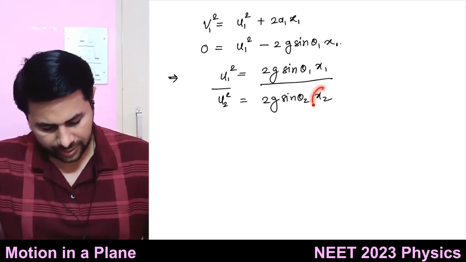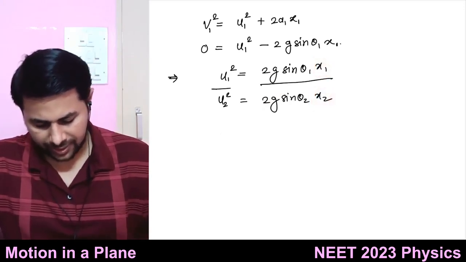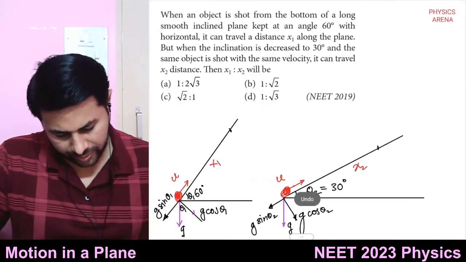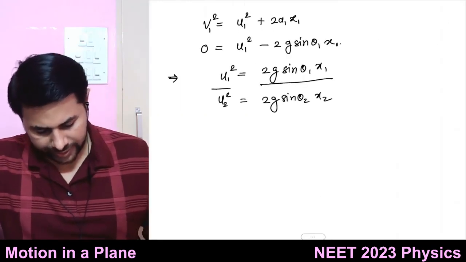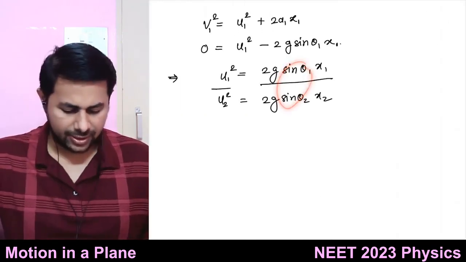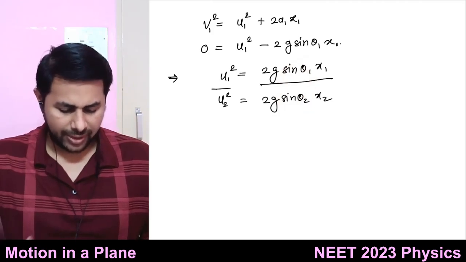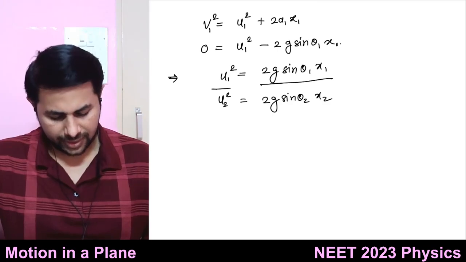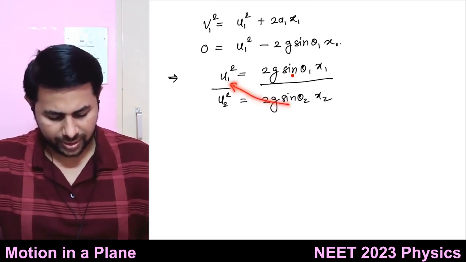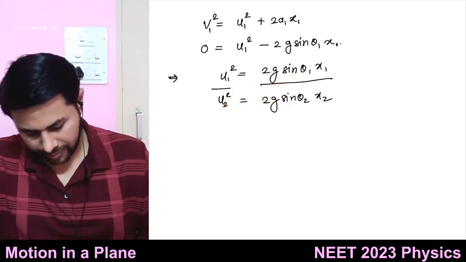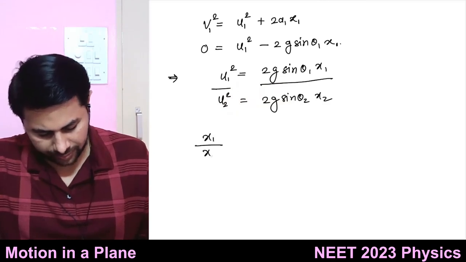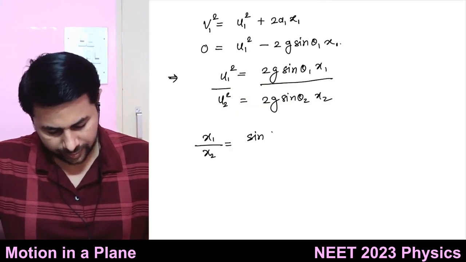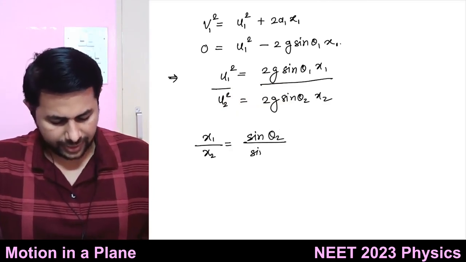If you take x2 and x1 on the left hand side, we want x1 to x2, right? So we'll take sin theta 1 and sin theta 2 on the other side. So x1 divided by x2 will be equal to sin theta 2 divided by sin theta 1, because this will go in the numerator and this will go in the denominator. So x1 is to x2 equals sin theta 2 divided by sin theta 1.